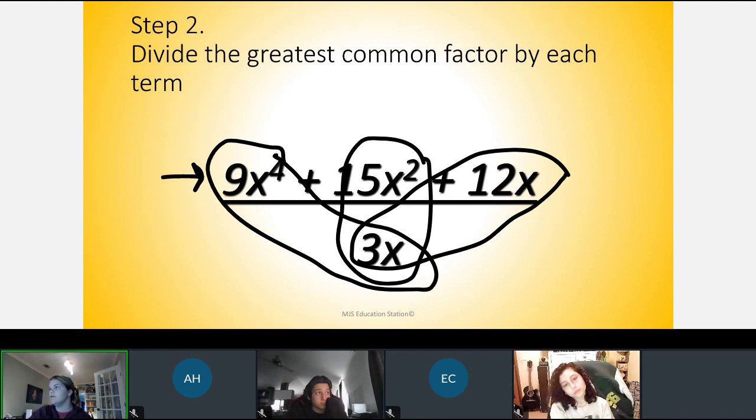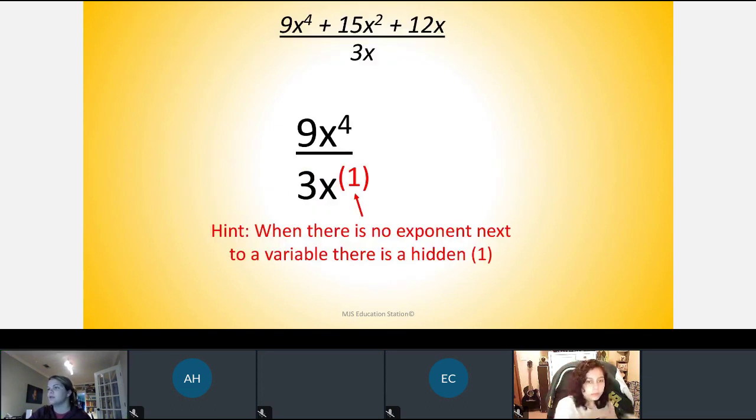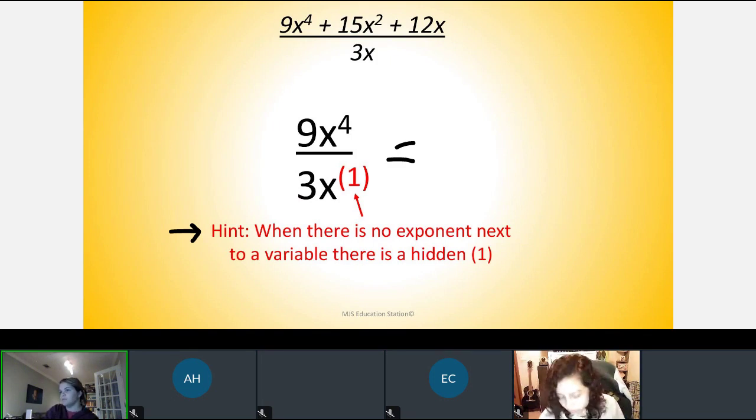You don't have to write it out as a division problem. Some of you, when you get the hang of it, might be able to just do it in your head. That's great. But you can write it out as a division problem to keep yourself organized. So what is 9x to the 4th divided by 3x? Here's a helpful hint. When there is no exponent next to a variable, there is a hidden 1. So I would do 9 divided by 3 would be 3.